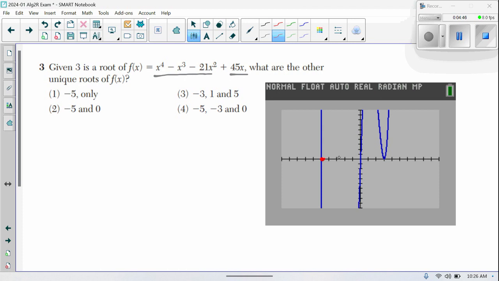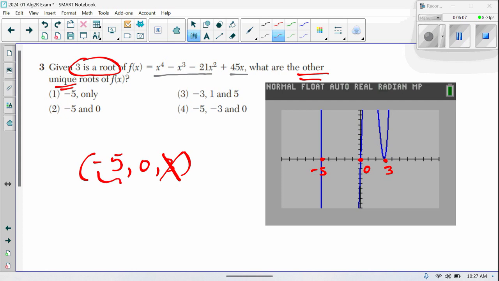It touches here, which is -5. It touches here, which is 0. And it touches here, which is 3. All right, so we have -5, 0, and 3. But it tells me 3 is already given. It wants to know what the other unique roots are. -5 and 0. And that, my friends, is choice 2. Wow, a little bit of a technical difficulty there, but we're cruising.